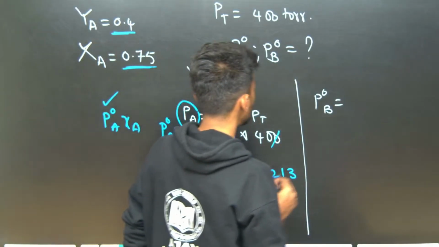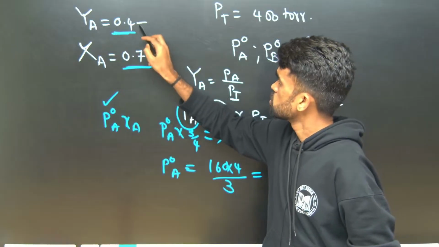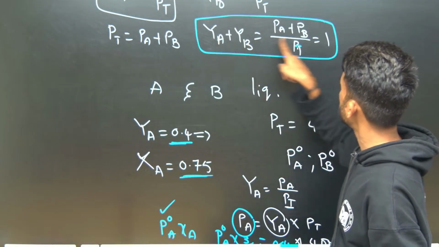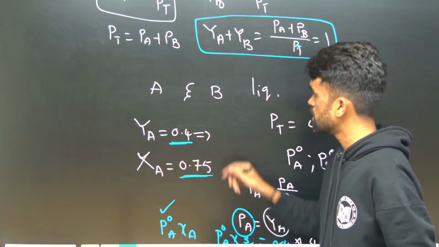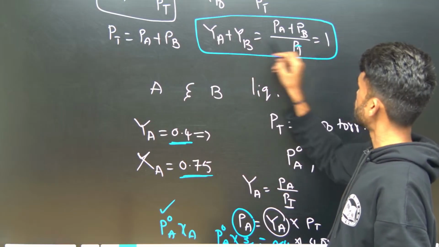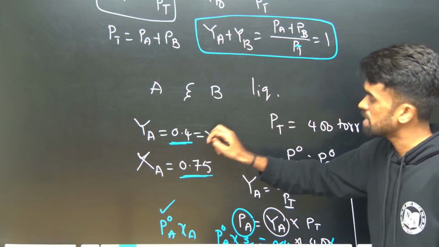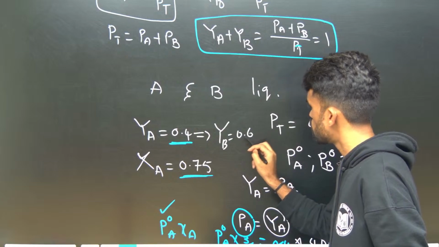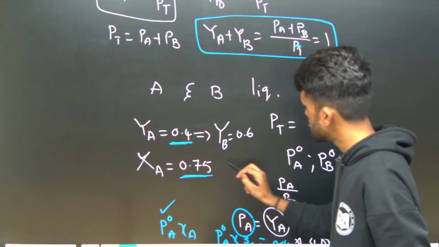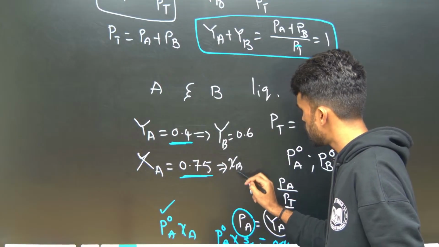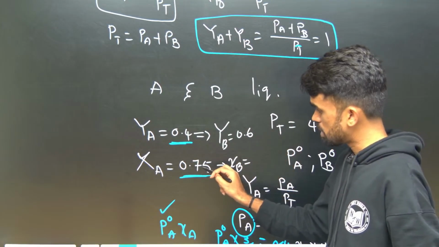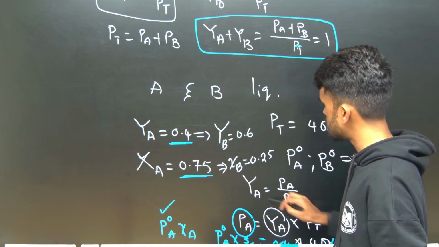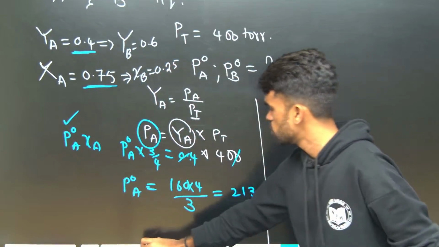Now if you observe, YA is given, so the sum of the mole fractions is how much? YA plus YB equals 1. It means YB will be 1 minus YA, that is 1 minus 0.4. Therefore YB will be 0.6. Similarly, XB will be 1 minus 0.75, that is 0.25. So we have YB and XB, and from this you can easily calculate.